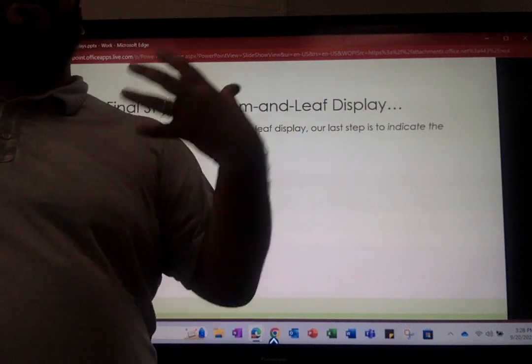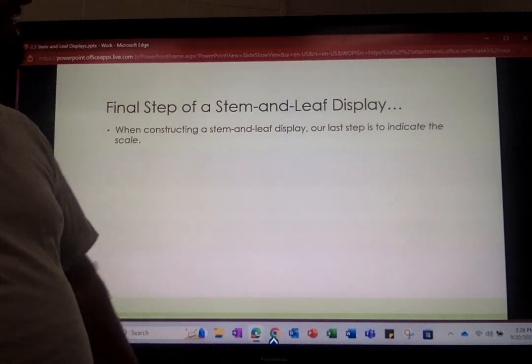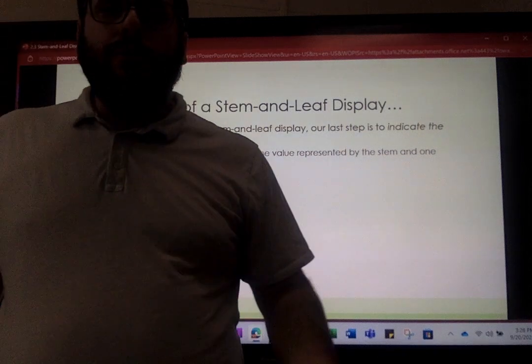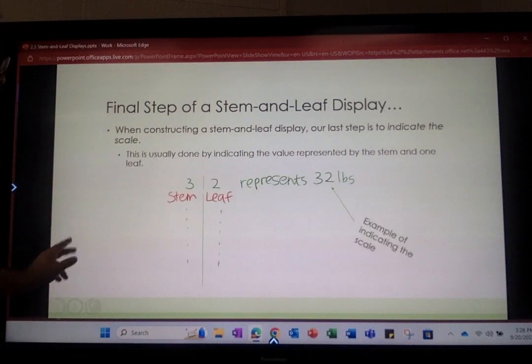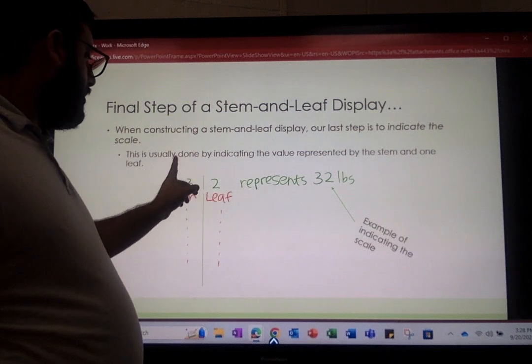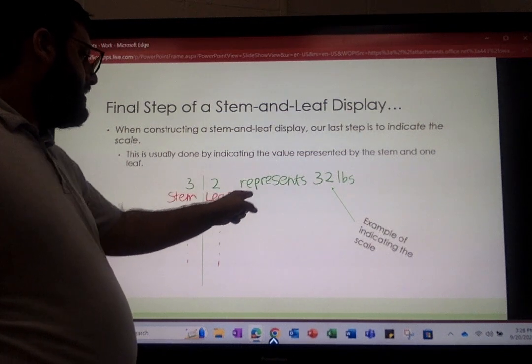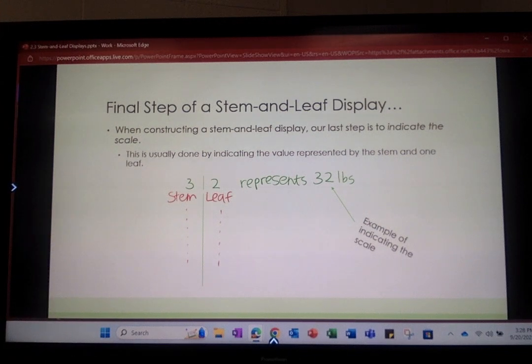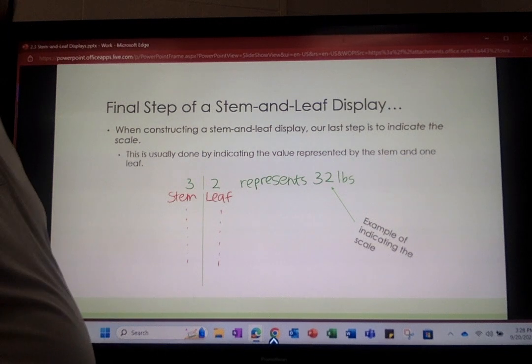How am I supposed to be able to read things on a stem and leaf chart? So this is usually done by indicating the value represented by one stem and one leaf. Use an example from your stem and leaf plot. For example, a 3 stem and a 2 leaf represents 32 pounds. That's an example indicating what the scale is. Okay.